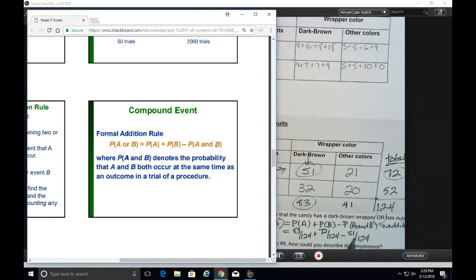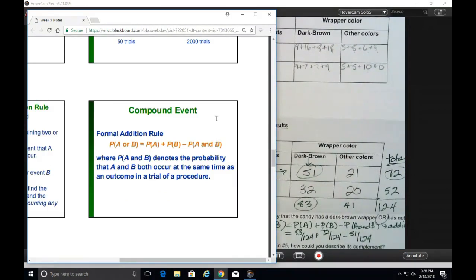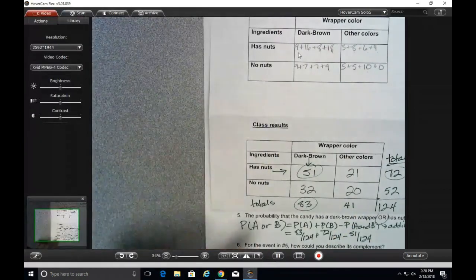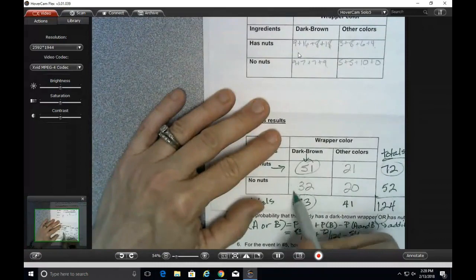So another way that we could do this, instead of using this actual rule right here, is that we could just look at the different cells in the table that would meet either one of these conditions. If it's dark brown wrapper, it would be either this or this one.